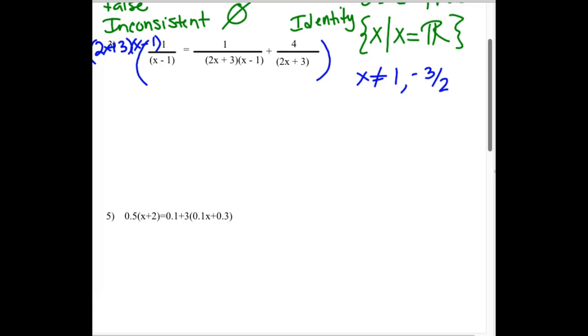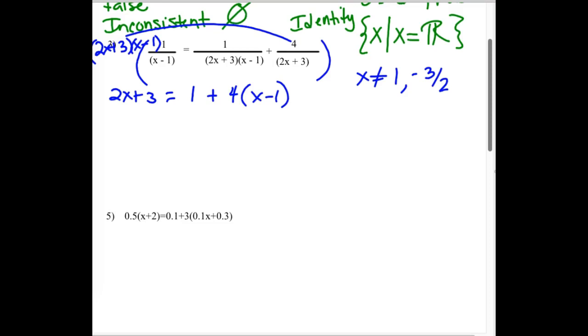Distributing to our first term, the x minus 1's drop out. We're going to have 1 times x times 2x plus 3. For our second term, both denominators will drop out and we're left with just a 1. When we distribute to the third term, the 2x plus 3's would drop out. We do have a 4 and an x minus 1 left. Okay, so by multiplying by that common denominator, we've eliminated all of our fractions.